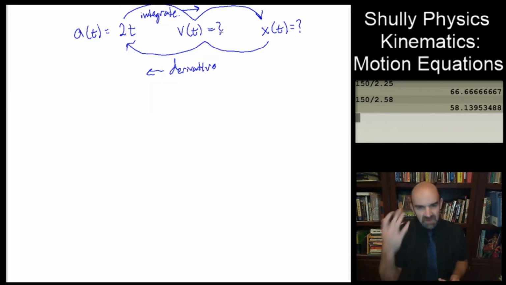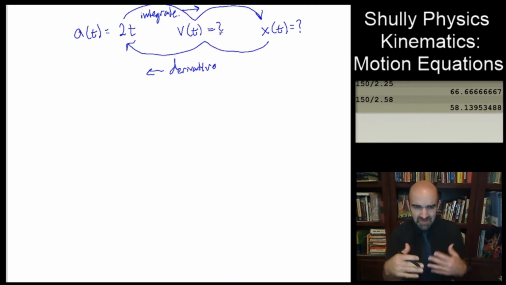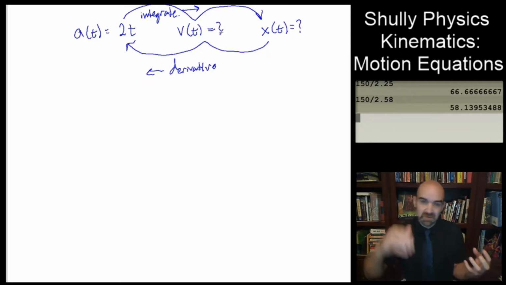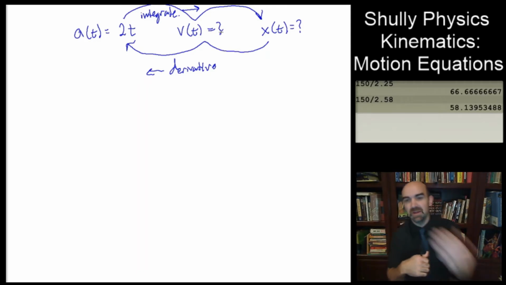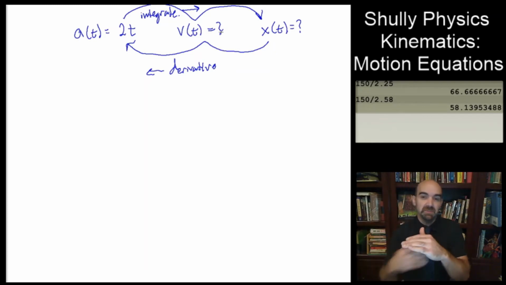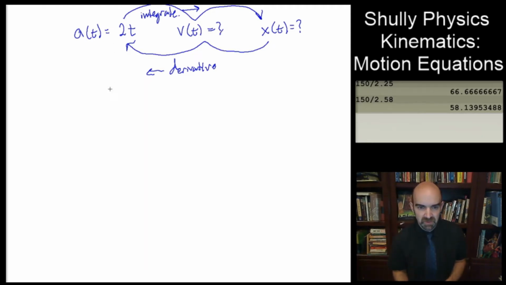But the first thing I think about is, well, what is v and x relative to acceleration? Well, acceleration is the change in velocity, so that's the derivative. So to go to x, to go to the displacement, I've got to think, oh, velocity is the change in position, so I have to integrate to get the position from the velocity function. All right, so if we're starting out with a of t equals 2t.